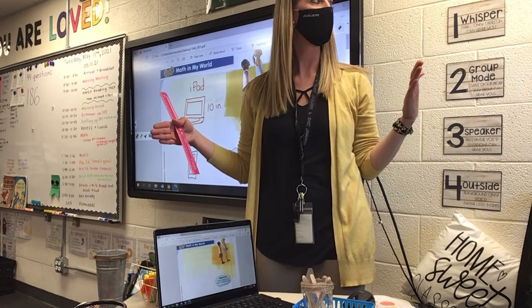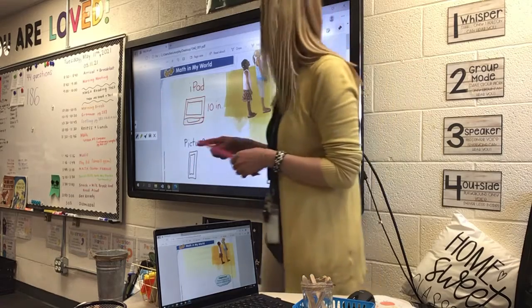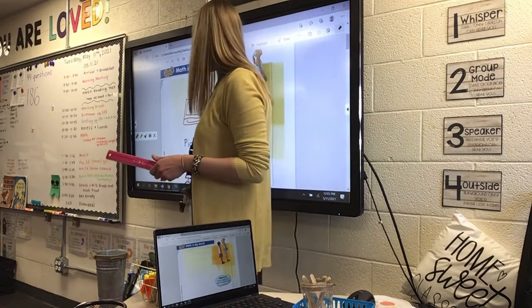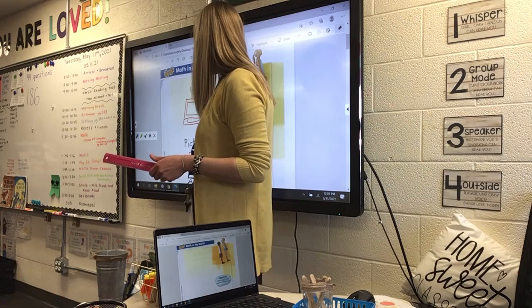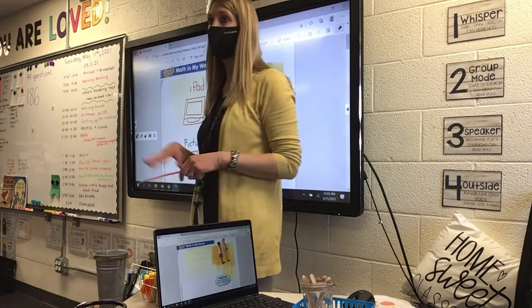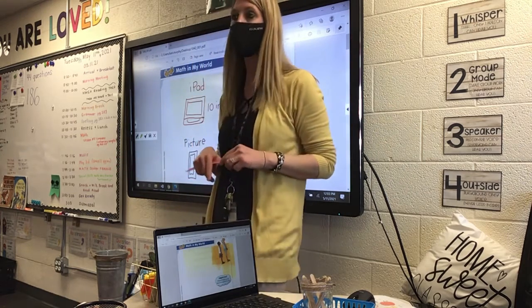Miss Murphy, some picture frames are squares. That's right. There are different sizes. So my picture frame going across is 6, just like going across your iPad was 10.